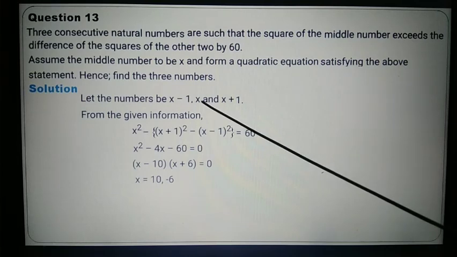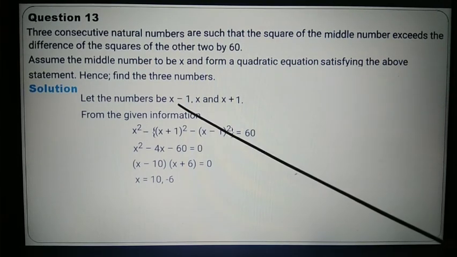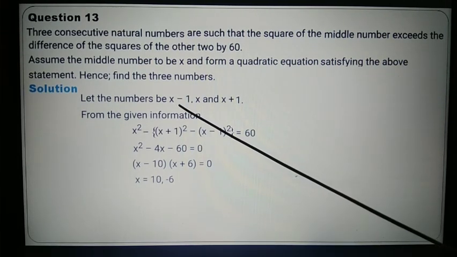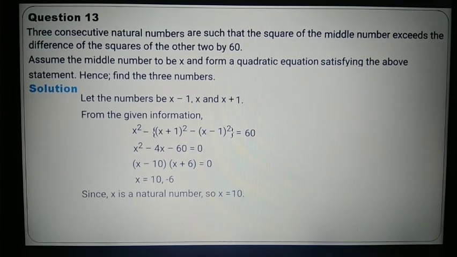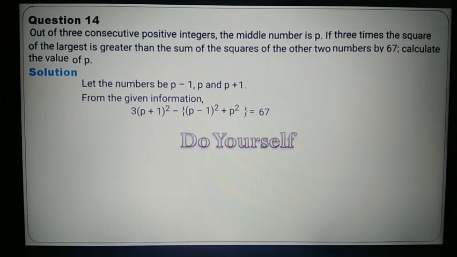So the middle one is 10. The other one has to be x minus 1, that is 10 minus 1 is 9, and the other has to be 11. So the numbers are 9, 10 and 11. So pause the video to note down. Next part you will do by yourself. Next question, the hint is also given and the question is almost of the same kind. So you will do this by yourself.